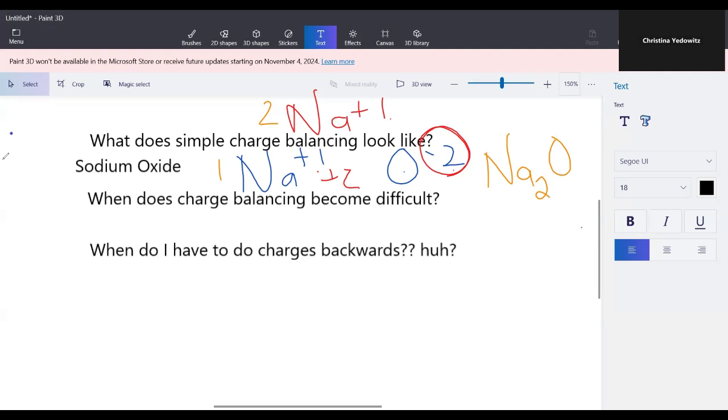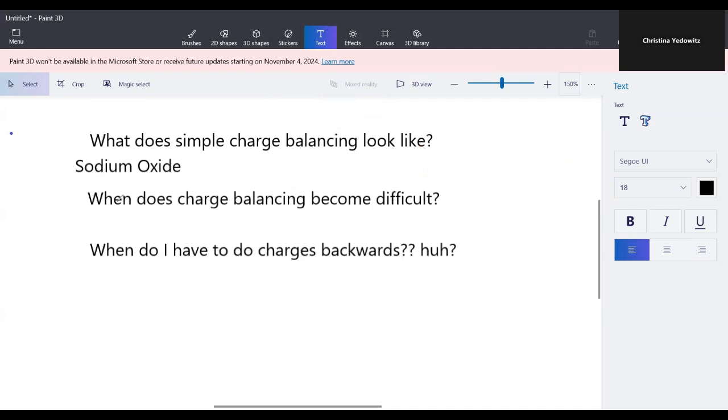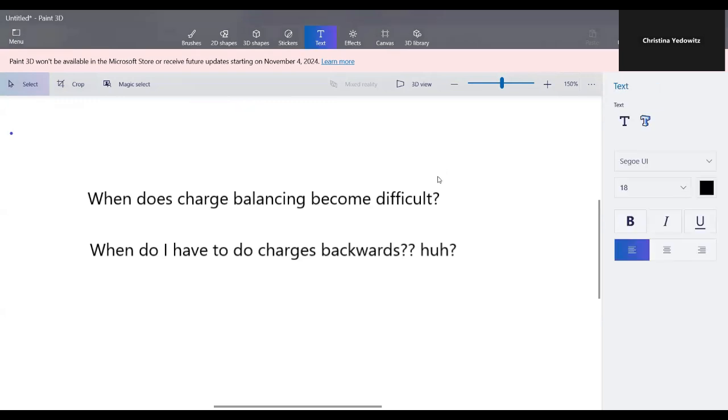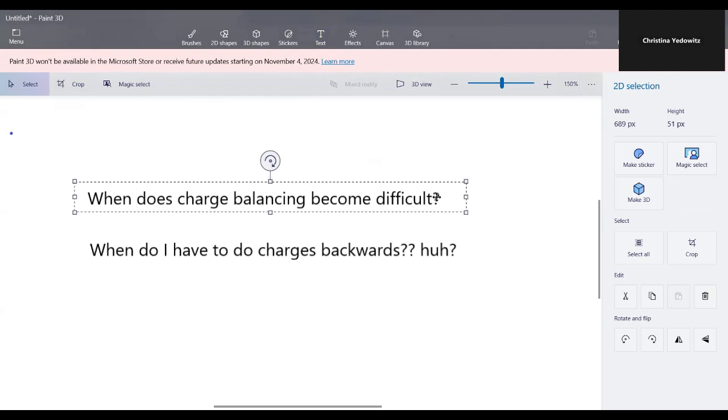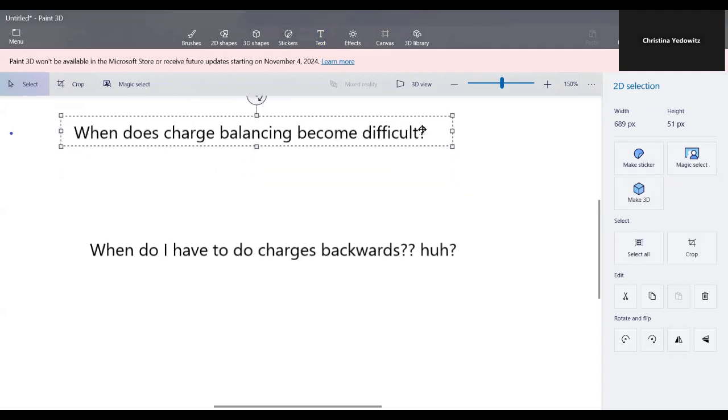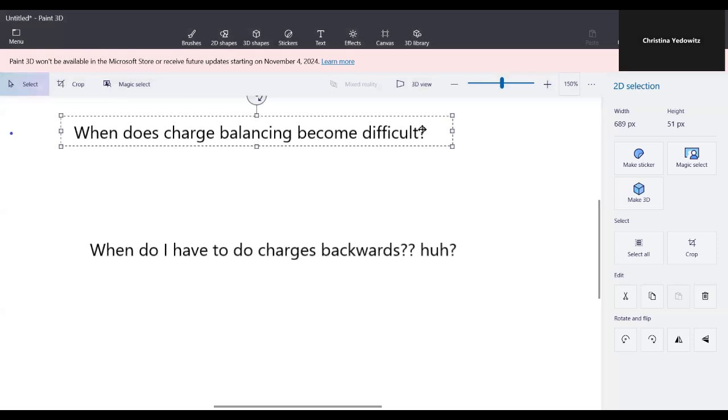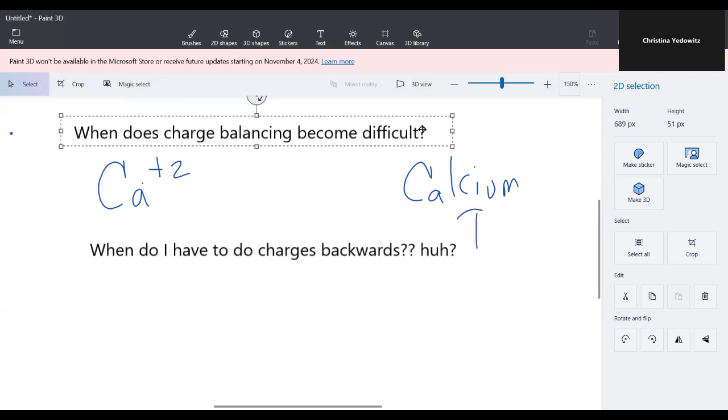All right, when does charge balancing become difficult? There's a couple of different scenarios you might come across. One typical scenario would be if you come across a situation where the charges don't balance that easily. That's a bit of a pain. That would be a situation like if I run into somebody who has a +2 charge, like my compound might be calcium phosphide.